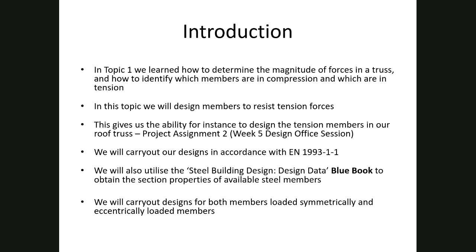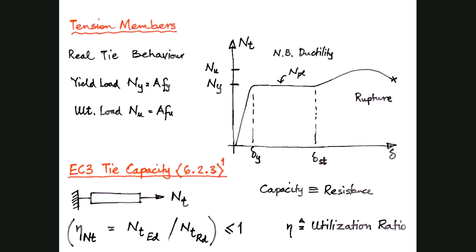Last week, we looked at designing members that were loaded symmetrically. This morning, we'll look at members that are loaded eccentrically, which is a very common example. On the tension member, the graph here is load against deformation. If we have a tension member that is supported and can't move at one end, and on the other end we apply a force T, then this is the load displacement curve that we will get.